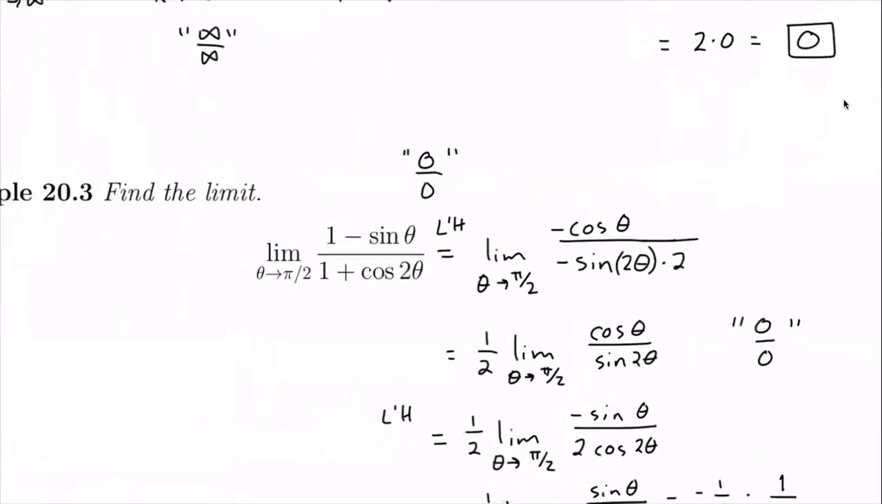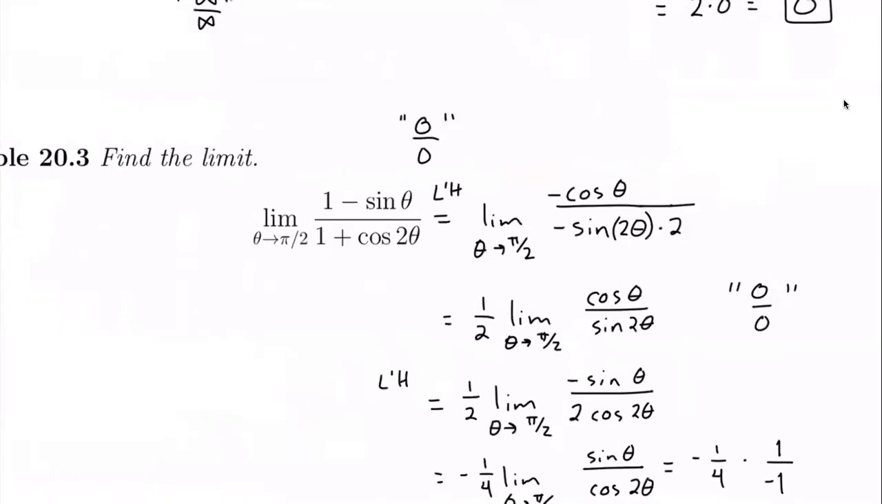Okay, our third example. Find the limit as theta goes to pi over 2 of 1 minus sine theta over 1 plus cosine 2 theta.